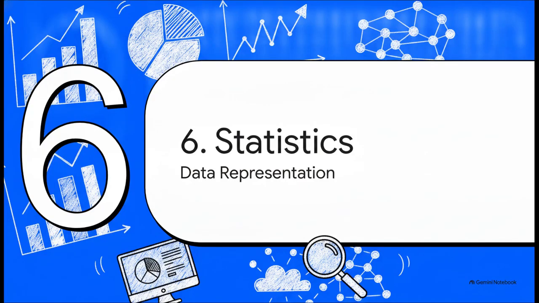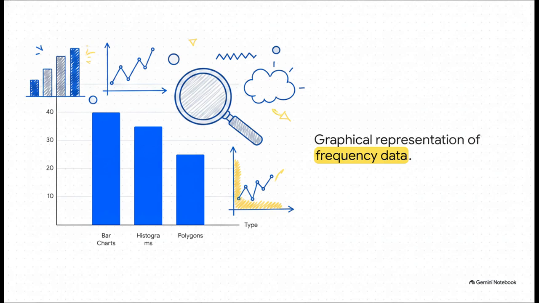Finally, we've reached our ultimate destination, realm number 6, statistics, data representation. This is where traditional math meets the modern world of data. Statistics here is largely about visual communication. You need to be entirely comfortable reading, creating, and interpreting things like bar charts, histograms, and frequency polygons to understand exactly what a dataset is trying to tell you at a glance.